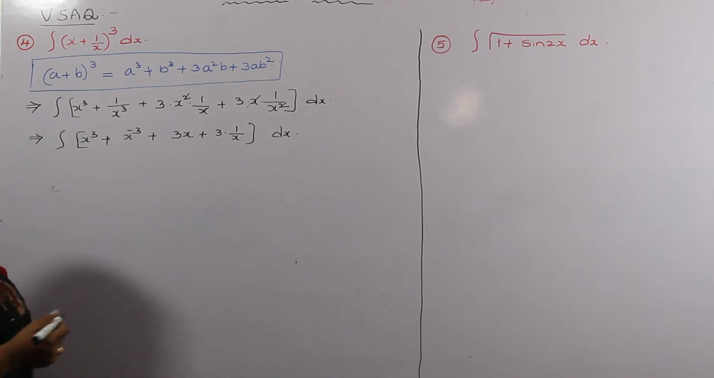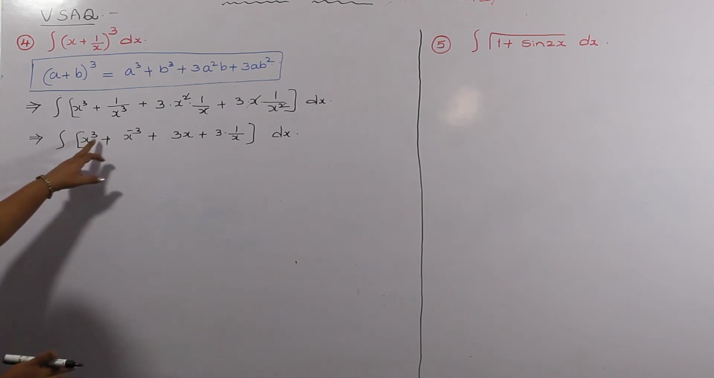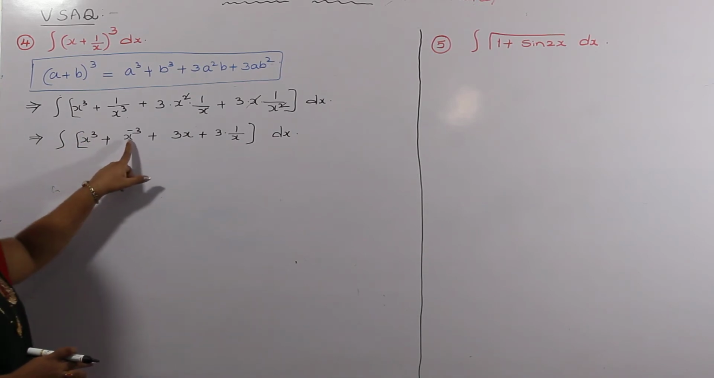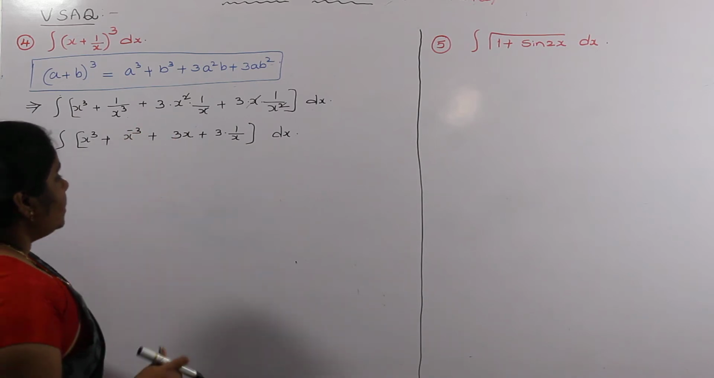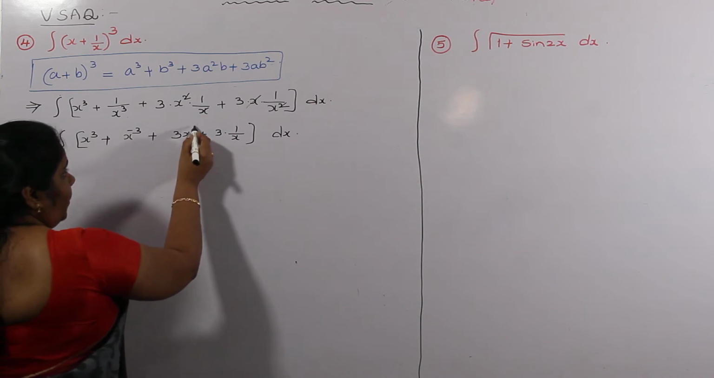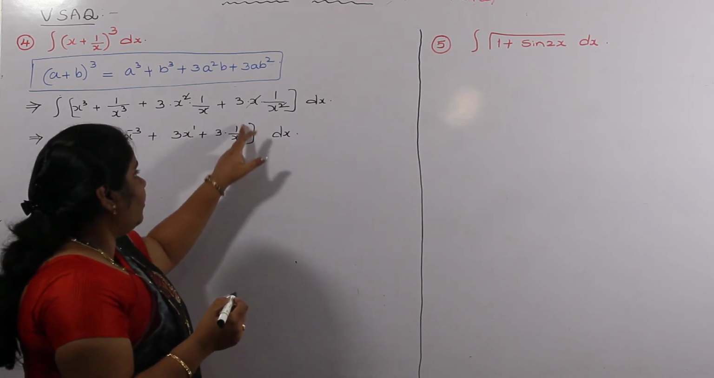Now apply the integration formulas. This is in the form of integral of x power n. Here n is equal to 3. This is also in the form of integral of x power n. Here n equal to minus 3. This is also in the form of integral of x power n. Here n equal to 1. This is in the form of integral of 1 by x.